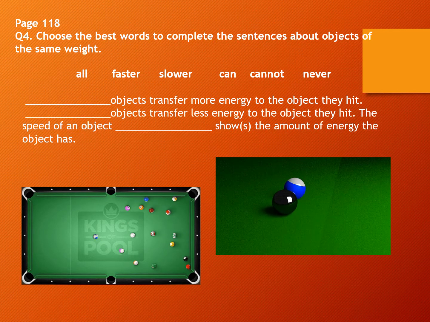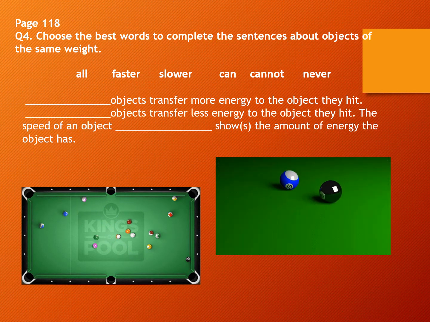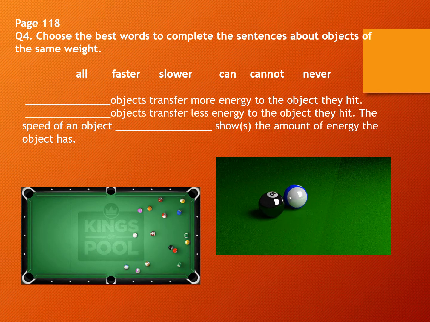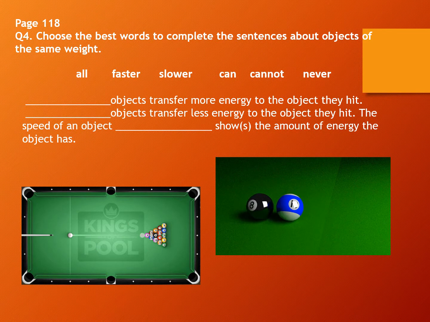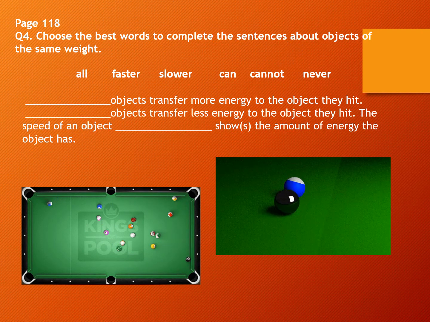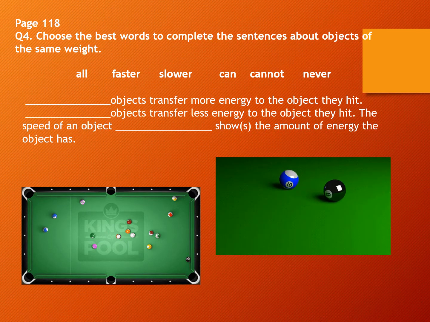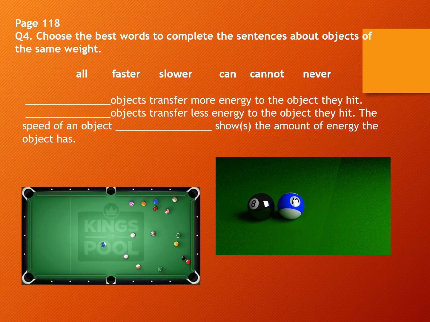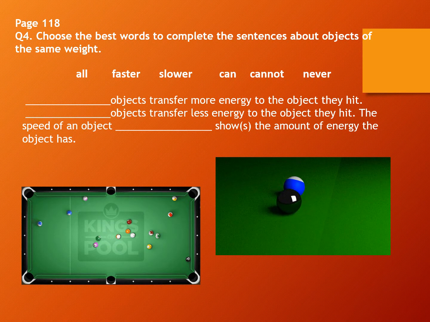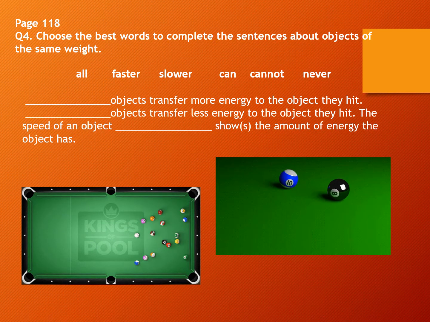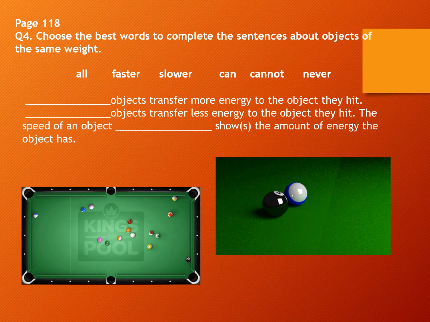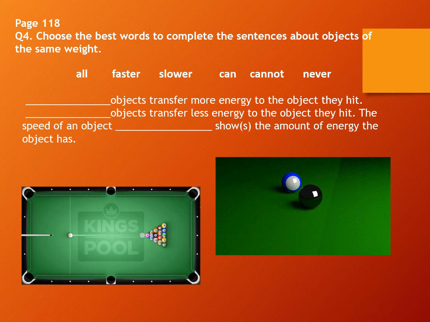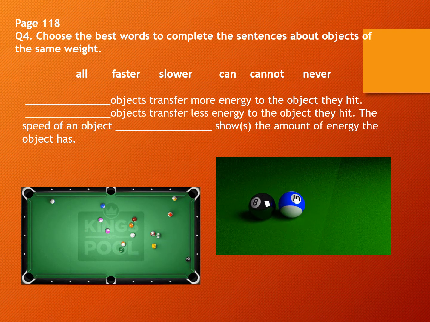Now students, let's solve question number 4 on page 117. Okay, choose the best words to complete the sentences about objects of the same weight. Okay, the choices are all, faster, slower, can, cannot, and never. Okay, so let's see what are the answers. First one, blank objects transfer more energy to the object they hit. Second one, blank objects transfer less energy to the object they hit. And the last sentence, the speed of an object blank show the amount of energy the object has.